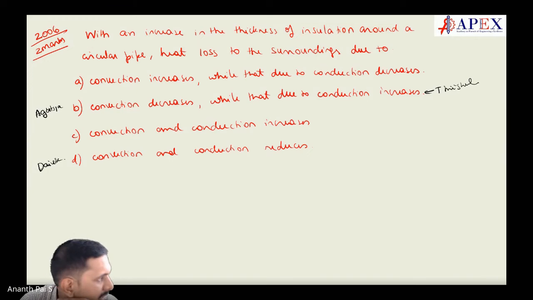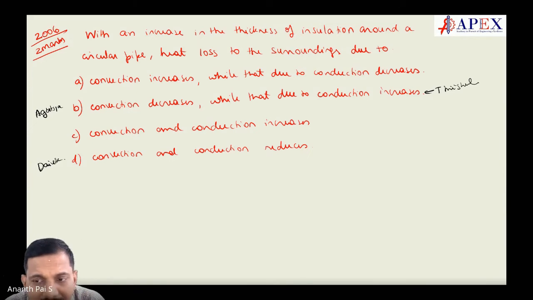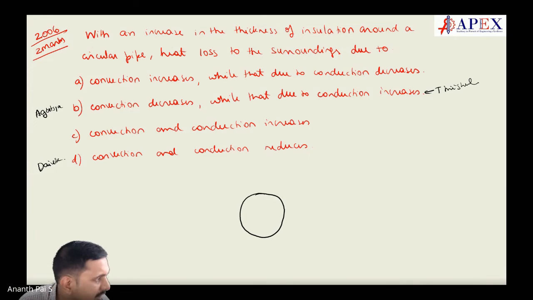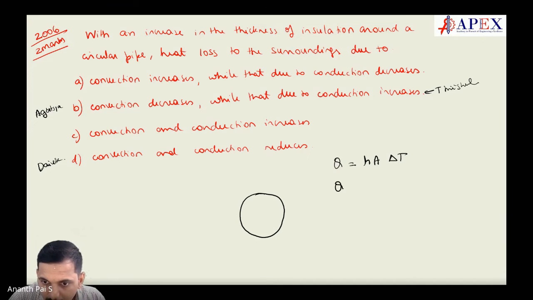B: convection decreases. Why does convection decrease and why does conduction increase? See, convection heat transfer Q is h into A into delta T, whereas heat transfer due to conduction is equal to K A delta T by L, for the thickness.